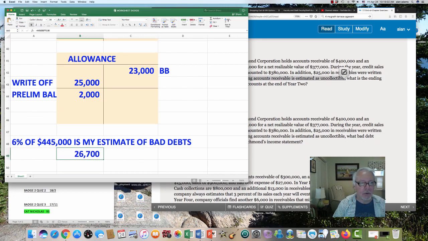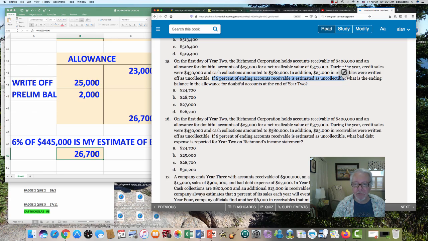Okay, now because I'm using the better of these two methods, I want to end up with 26,700 in this account. Okay, so I'm going to call that my ending balance. All right, so that number is fixed. That number is right there. Now, what bad debt expense is reported for year 2 on Richmond's income statement? I'm sorry, I'm on the wrong problem. This is the one I'm doing. What is the ending balance? Now you don't have to go any further.